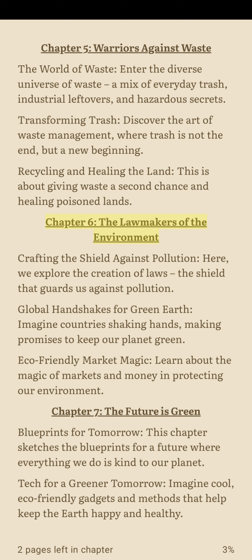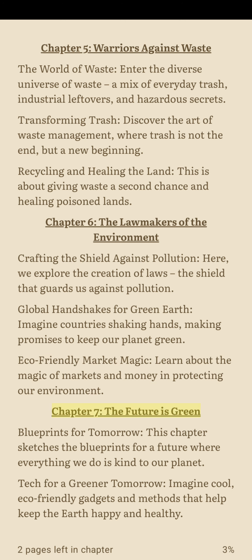Chapter 6. The Lawmakers of the Environment. Crafting the Shield Against Pollution. Here, we explore the creation of laws, the shield that guards us against pollution. Global handshakes for green earth. Imagine countries shaking hands, making promises to keep our planet green. Eco-friendly market magic. Learn about the magic of markets and money in protecting our environment.